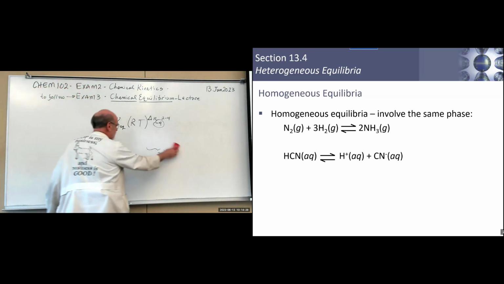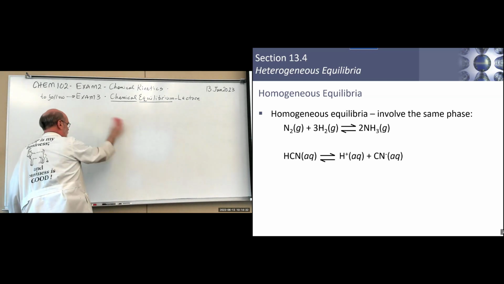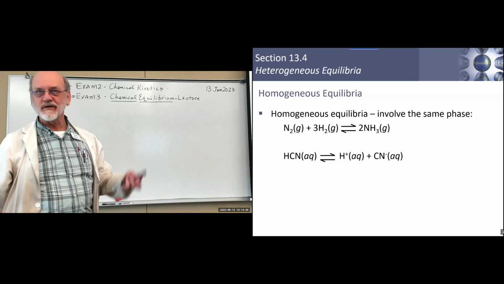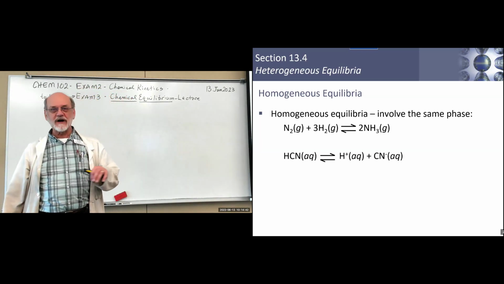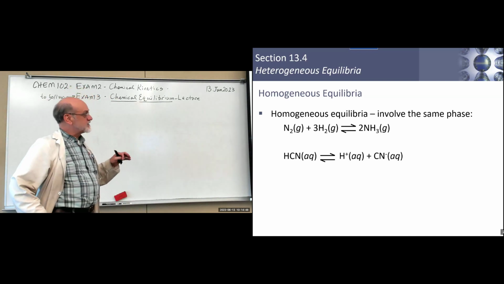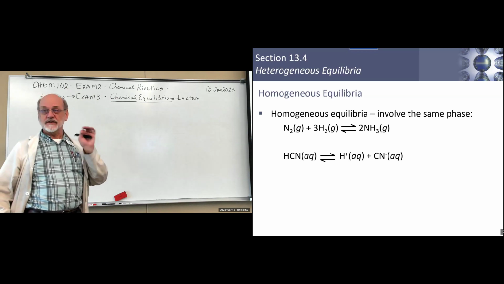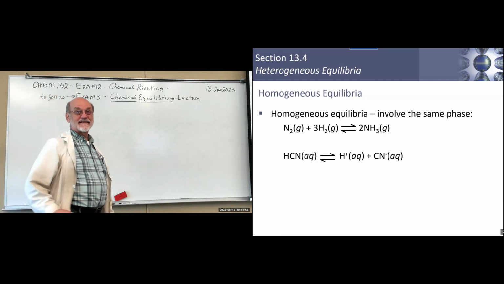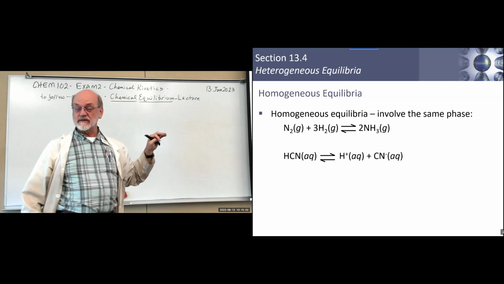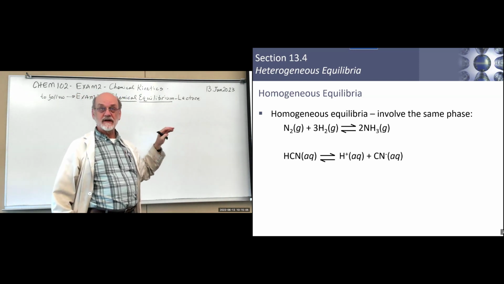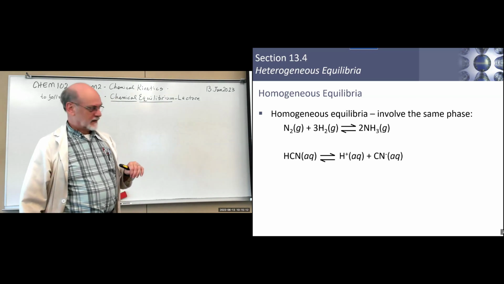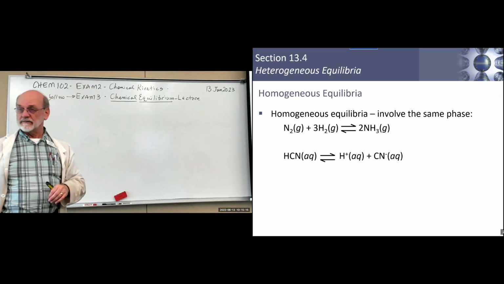One of the last things we talked about in chapter 12 was catalysts. There were homogeneous catalysts and there were heterogeneous catalysts. Well, we're going to ride that horse again. Homogeneous versus heterogeneous equilibria. Homogeneous equilibria is where all of the reactants and products are in the same phase. So that first one, everything's in the gas phase. It's homogeneous. Second one, everything is aqueous, like HCN or hydrocyanic acid dissociates into hydrogen ions and cyanide ions in solution. And that is also homogeneous equilibrium.